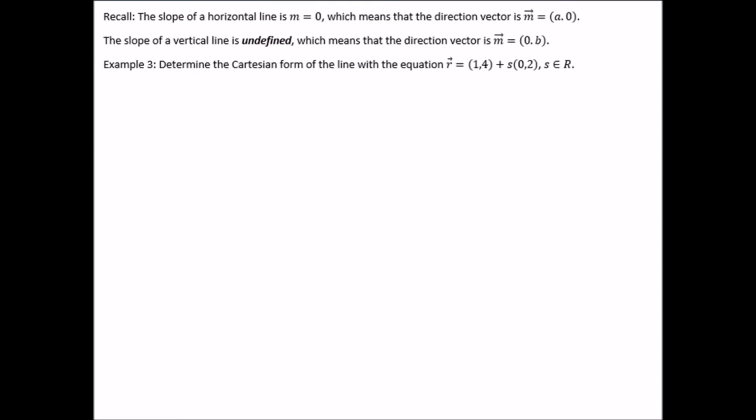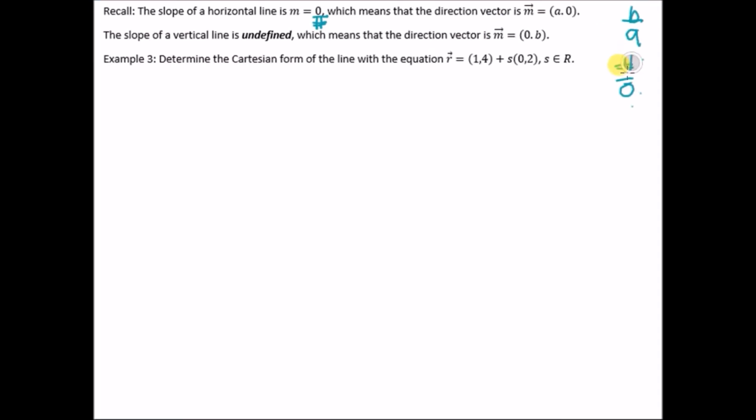Let's just recall. The slope of a horizontal line is m equals 0, which means m equals 0 over some number. That means the direction vector, because it's b over a, is going to be that number, whatever a is, comma 0. The slope of a vertical line is undefined. Undefined means it was some number over 0, which means the direction vector is 0, comma b, whatever that number was.